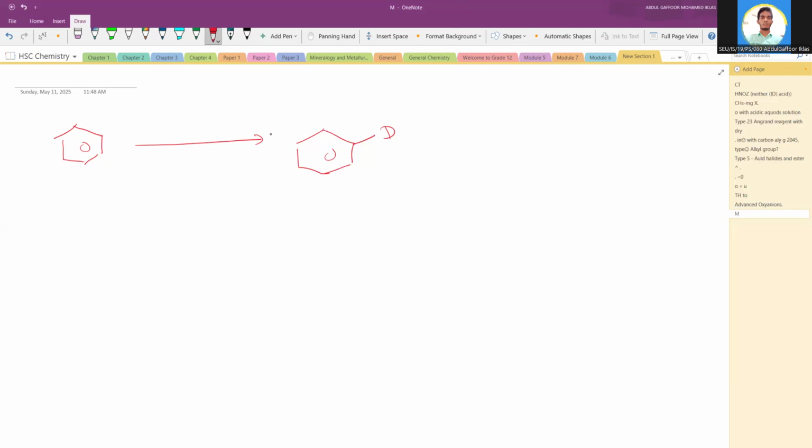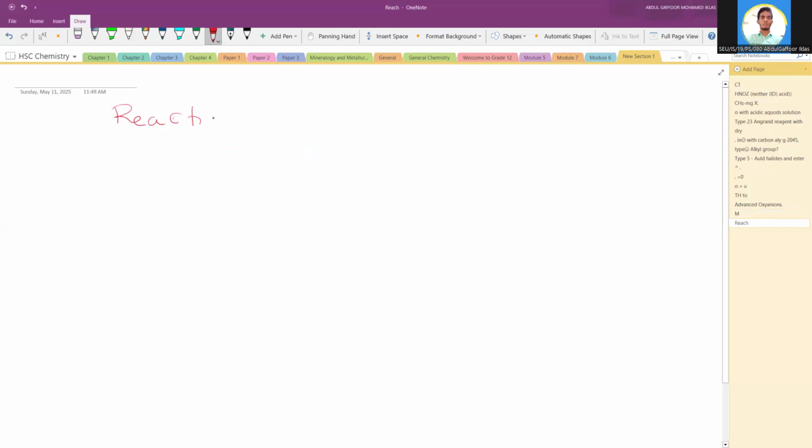Sorry, not CH3Cl, FeBr3, right? So we understand, I already explained. So we will first discuss the reactions happening on benzene, right? So reactions on benzene. These can be electrophilic substitution reactions.